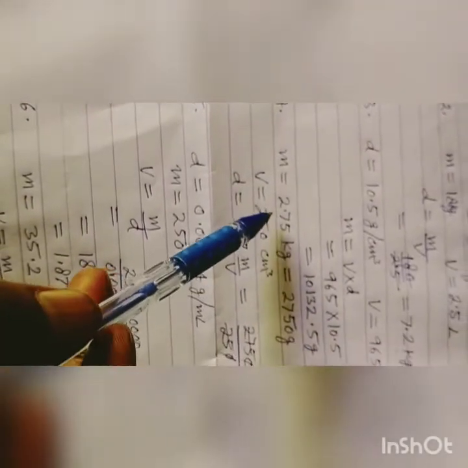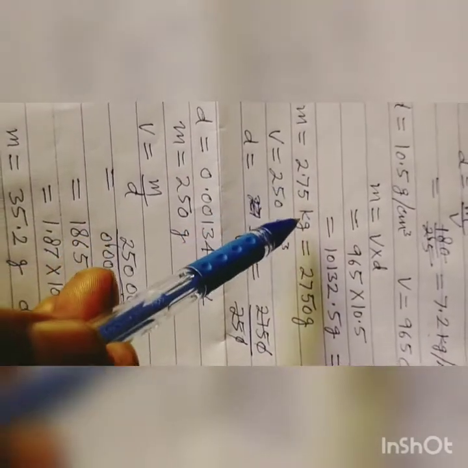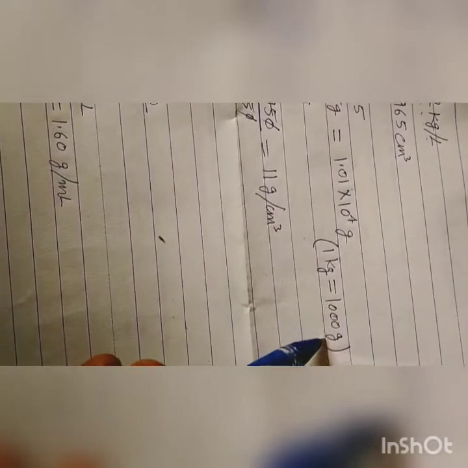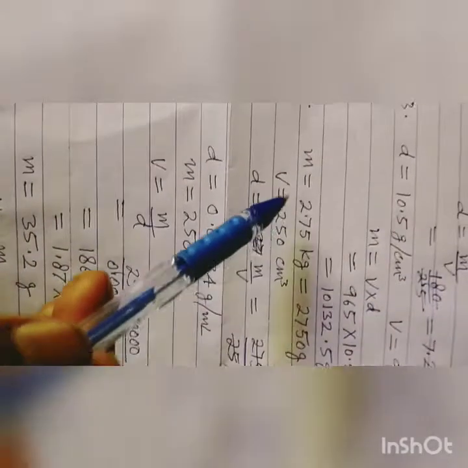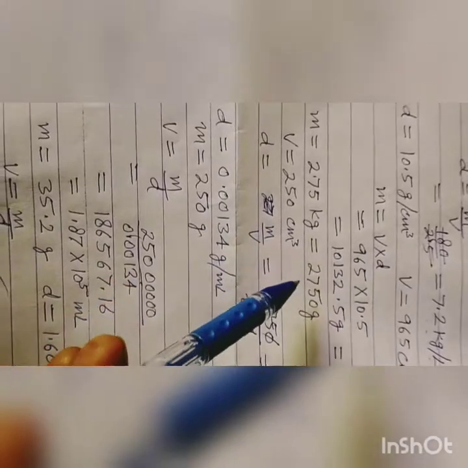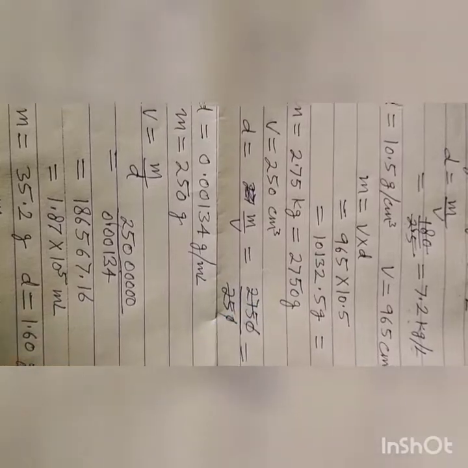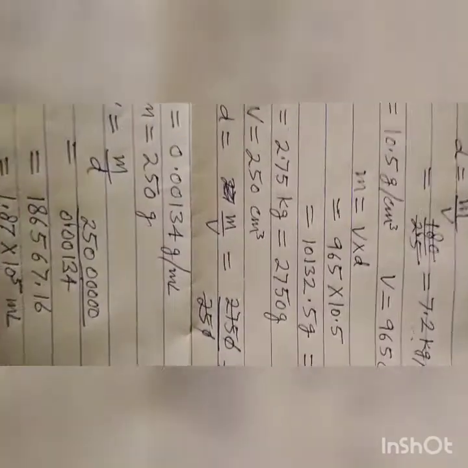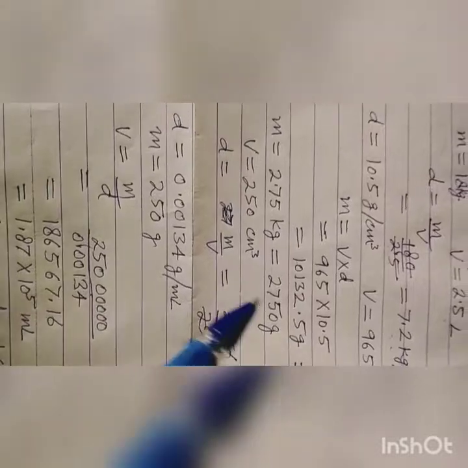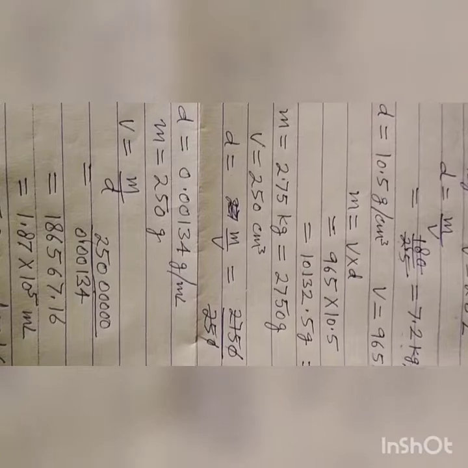So look here now. This is your mass, kg. In 1 kilogram there are 1000 grams. So you have to multiply 2.75 by 1000, that is 2750 grams. Okay, now this is the mass and volume is given 250 centimeter cube.